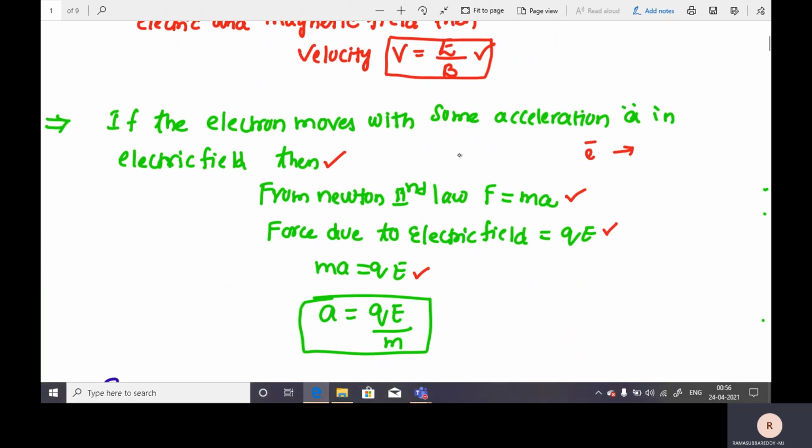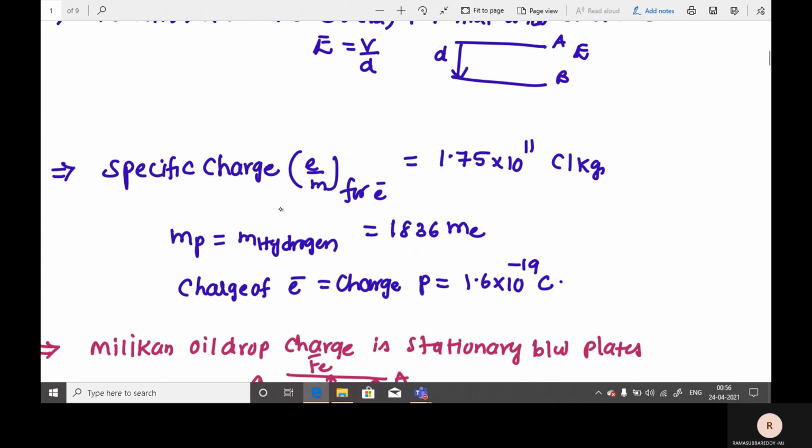Then next, specific charge. From the Millikan oil drop experiment we get the charge of the electron, that is e is equal to 1.6 into 10 to the power of minus 19 coulomb. But before that, J.J. Thomson found the specific charge of the electron. He did an experimental setup and found 1.75 into 10 to the power of 11 coulomb per kg.